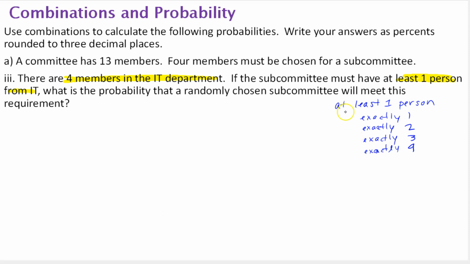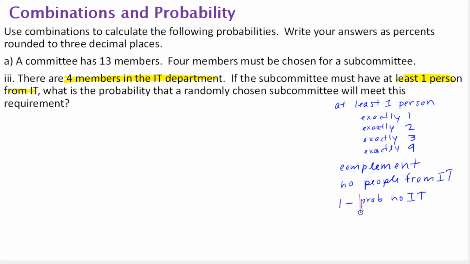So this is a general way to do this, but the trickier way to do this, and we saw this in another problem, is that the complement of at least 1 person from IT, so remember complement, is no people from IT. And then if we find the probability of no people from IT, at least 1 person would be 1 minus the probability of no people from IT. Okay, so this is the direction we're going to go.